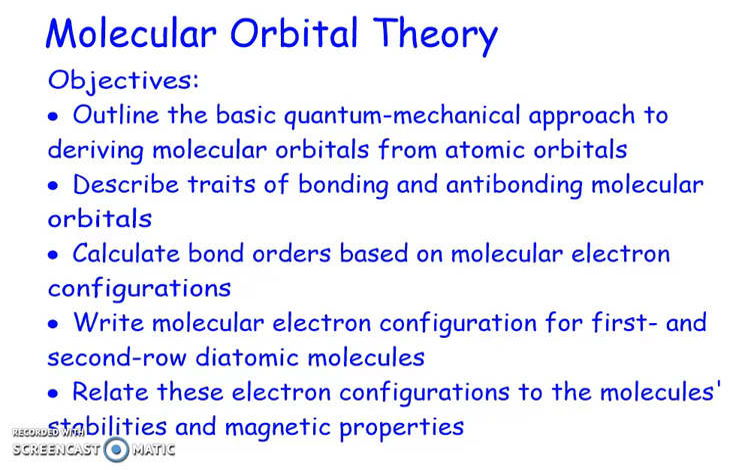In this section, we're going to be looking at molecular orbital theory. By the end of the section, you should be able to outline the basic quantum mechanical approach to deriving molecular orbitals from atomic orbitals, describe traits of bonding and anti-bonding molecular orbitals, calculate bond orders based on molecular electronic configurations, write molecular electron configurations for first and second row diatomic molecules, and relate these electron configurations to the molecule's stability and magnetic properties.